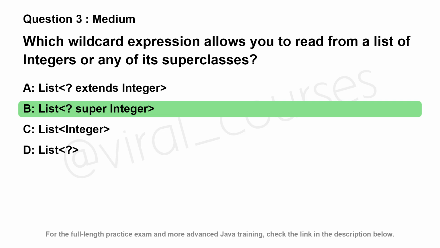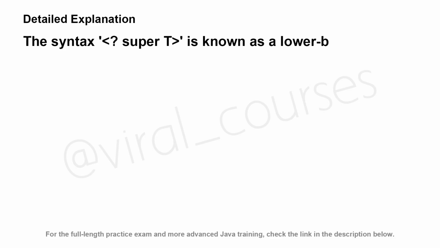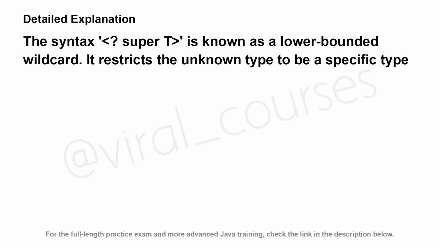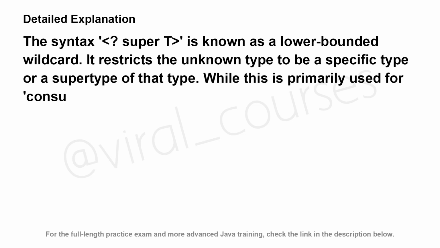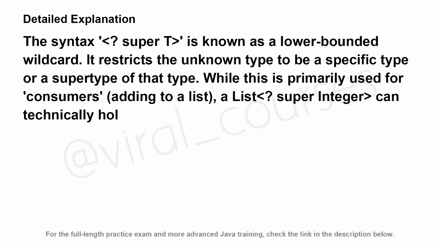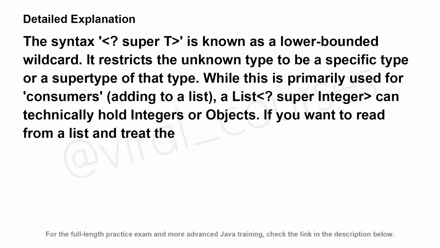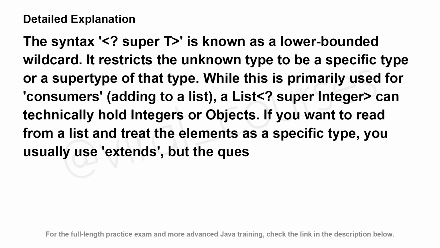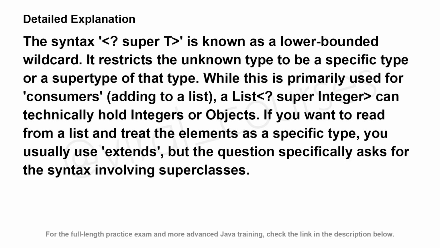The correct answer is B. The syntax <? super T> is known as a lower bounded wildcard. It restricts the unknown type to be a specific type or a supertype of that type. While this is primarily used for consumers, adding to a List<? super Integer>, it can technically hold integers or objects. If you want to read from a list and treat the elements as a specific type, you usually use extends. But the question specifically asks for the syntax involving superclasses.